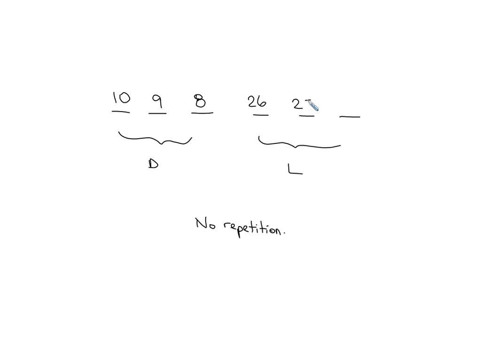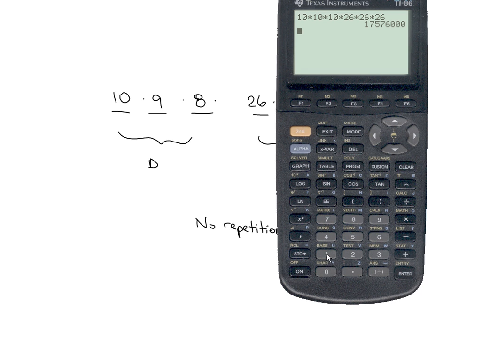And then, you guys are so good. When you punch this into your calculator, you're going to get a considerably smaller number. 10 times 9 times 8 times 26. Now, look guys, we've lost about 6.3 million license plates by doing that. We've gone from over 17.5 million to less than 11.25 million.